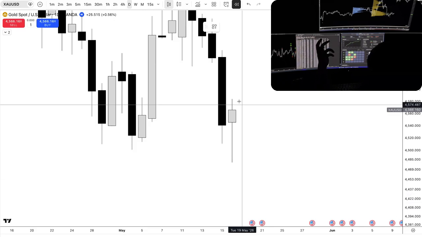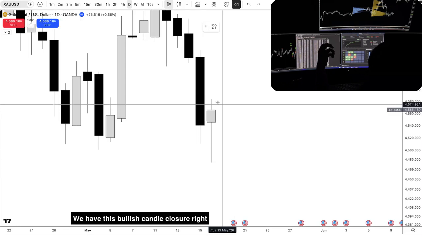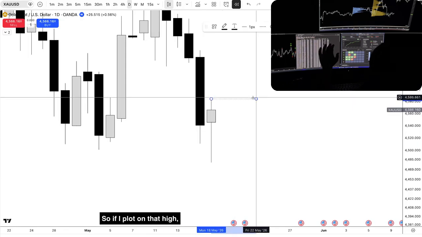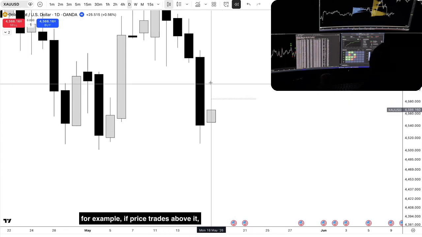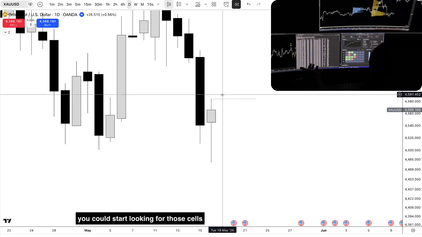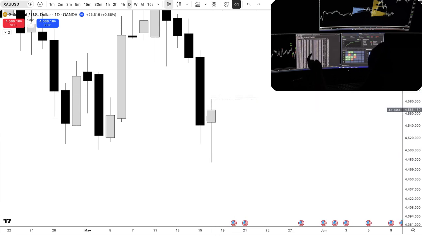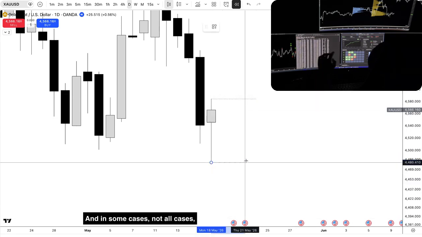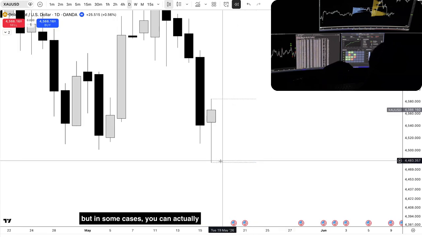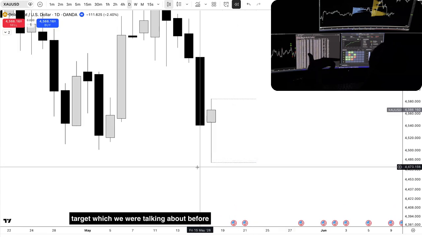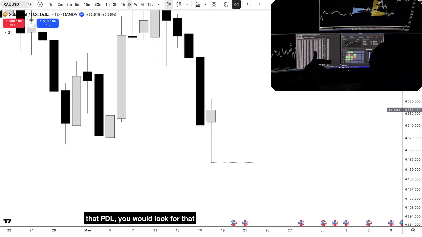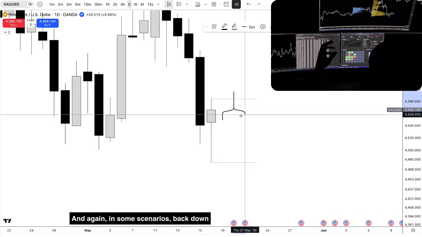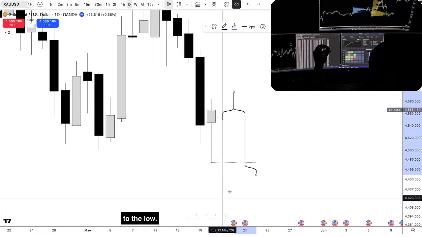What do I mean by that? We have this bullish candle closure right here. So if I plot on that high, for example, if price trades above it, you could start looking for those sells back down. And in some cases, not all cases, you can actually target, which we were talking about before, that PDL. You would look for that sell above the high and then that breakdown. And again, in some scenarios, back down to the low.